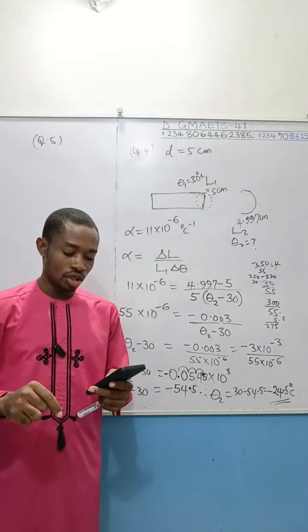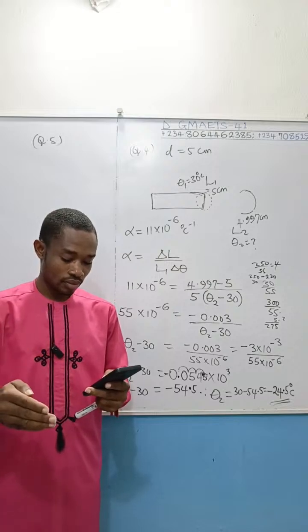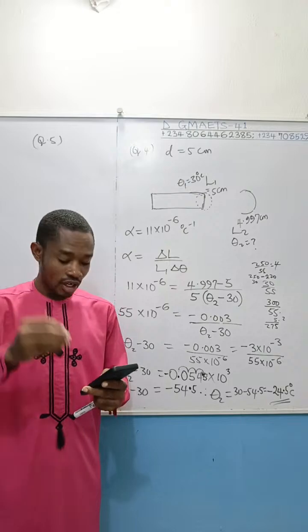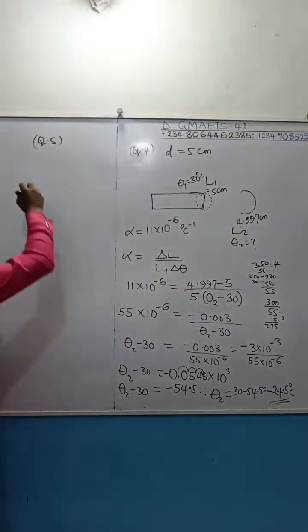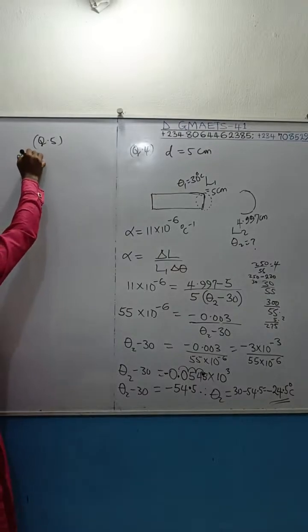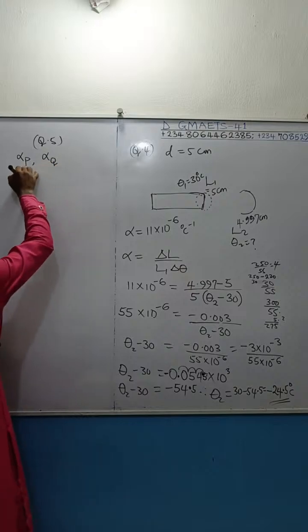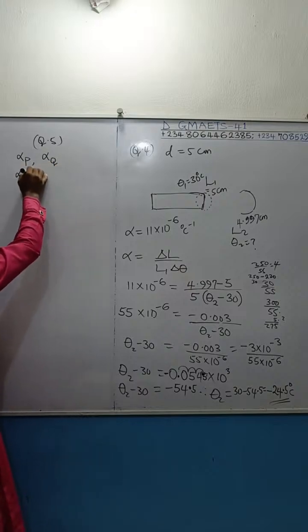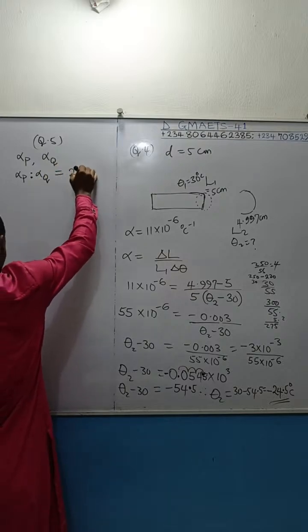If the ratio of the linear expansivities of P and Q is 2:3, the linear expansivity of P to the linear expansivity of Q, their ratio, is equal to 2:3.